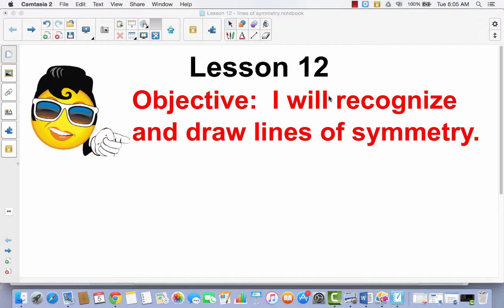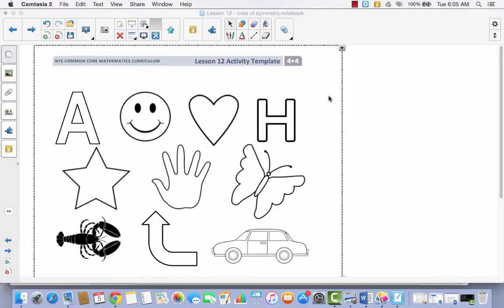But I want you to think before we get started today about what you know about lines of symmetry. You should have learned about symmetry when you were in third grade, and you should know that a line of symmetry is where you could take an object and fold it in half and both sides would match up perfectly. Let's practice a little bit of that.